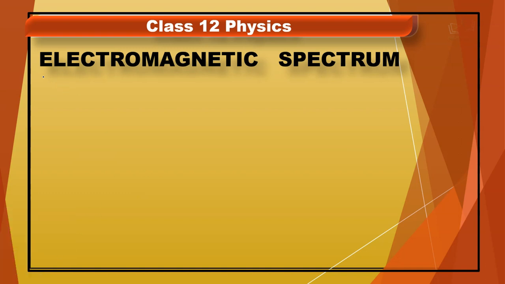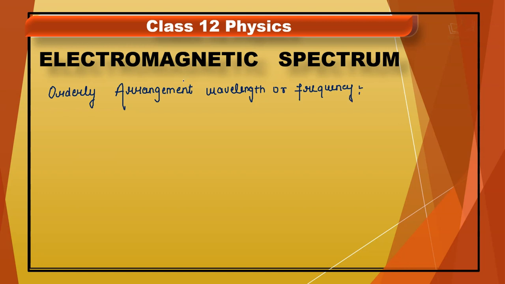Students, the meaning of electromagnetic spectrum is the orderly arrangement of wavelength, or we can say frequency, is known as electromagnetic spectrum.